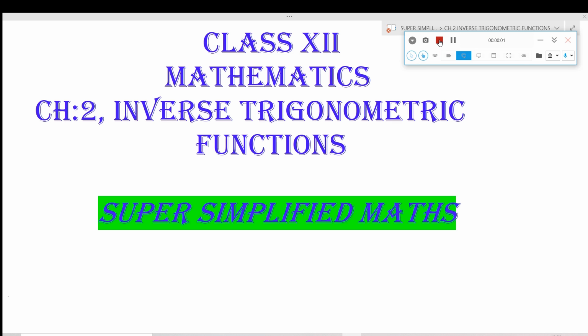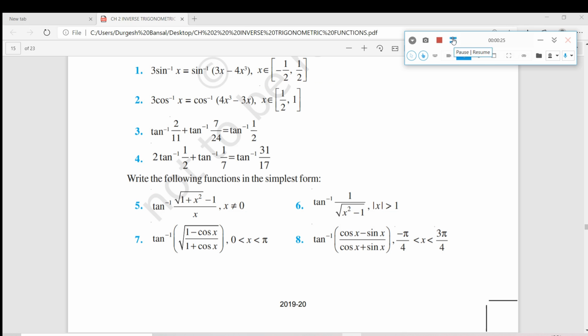Good morning, students. Welcome back to this class of mathematics, and we are discussing here the class 12 syllabus of mathematics, chapter 2, inverse trigonometric functions, and we were continuing with exercise 2.2. We have done a few questions, question number 1 to 7 in the previous video, and today we are going to do question 8 onwards.